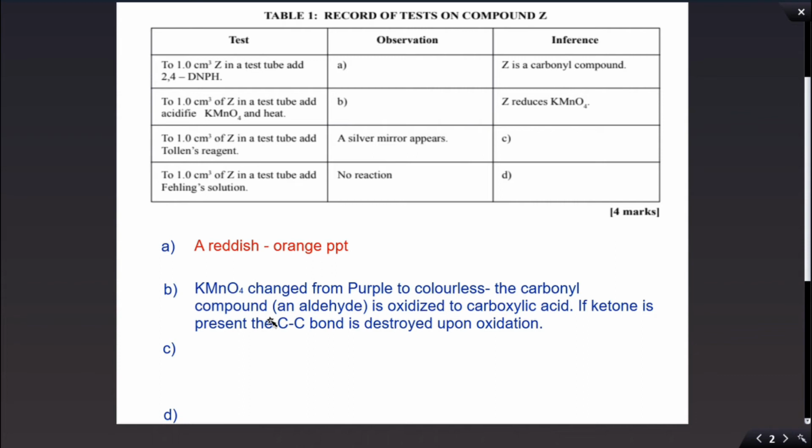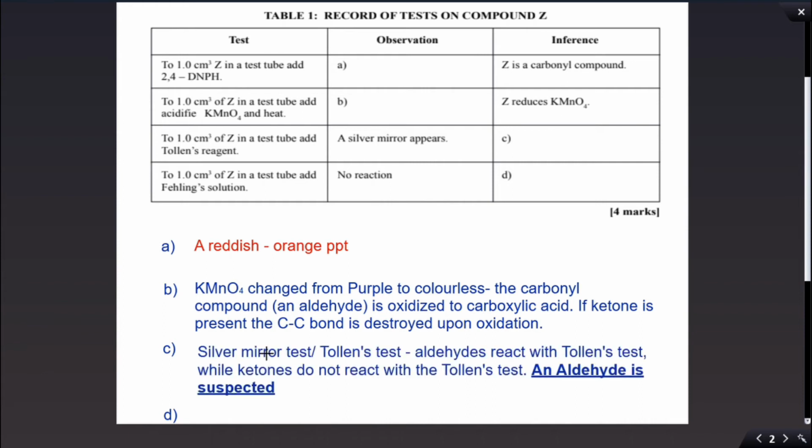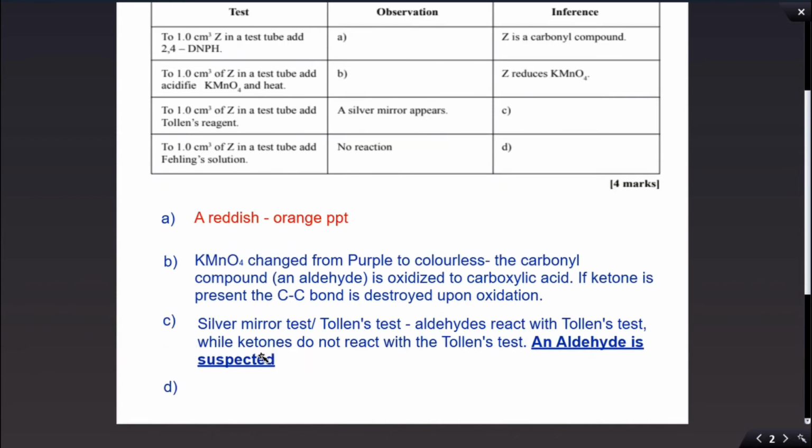Part C. To compound Z, the Tollens reagent was added and the student observed a silver mirror appeared. So what can we infer from that? Well, with the silver mirror test, or the Tollens test, aldehydes would react, while ketones do not react with the Tollens test. So an aldehyde is suspected. So we are getting more specific. We start from the carbonyl compound, which is the C double bond O.